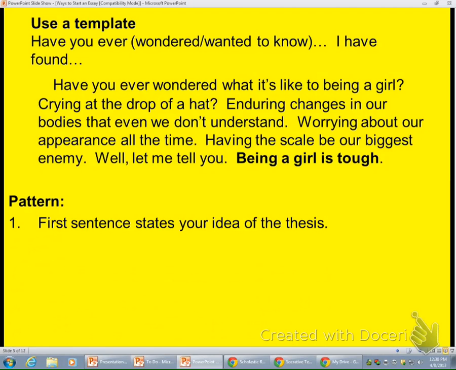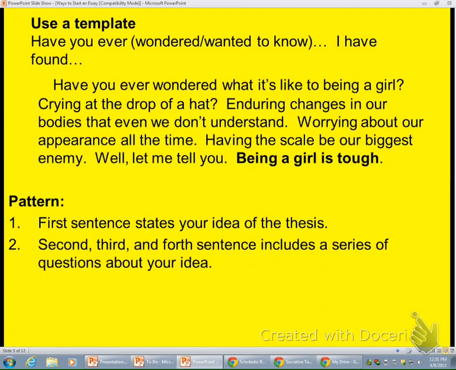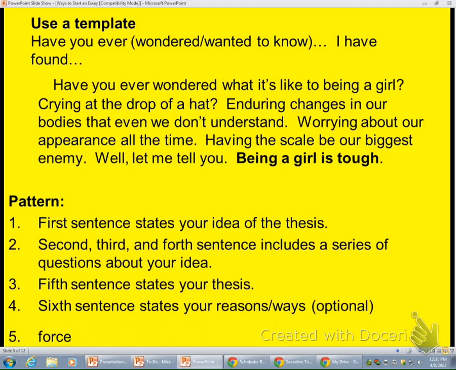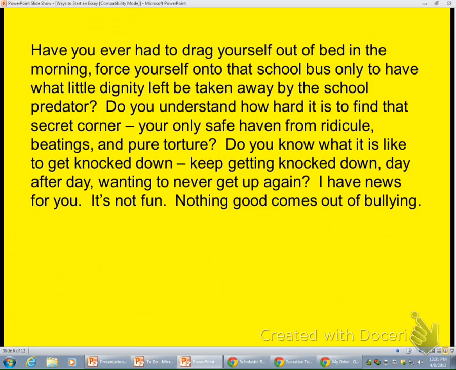So the first sentence states your idea of the thesis. Then the second and third and fourth sentence includes a series of questions or thoughts about the thesis. And then the fifth sentence, or around the fifth sentence, you state your thesis. So this is another option. Okay? All right, so then ignore that because I said we do not want to state our reasons or ways. All right. So now, here's another example. Go ahead and read it to yourself.